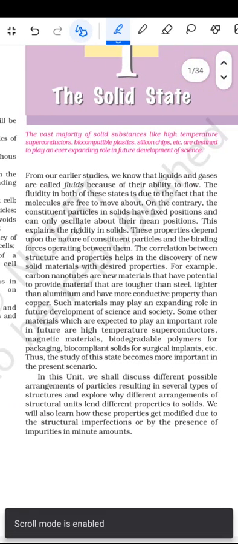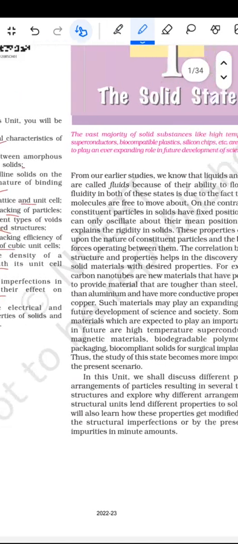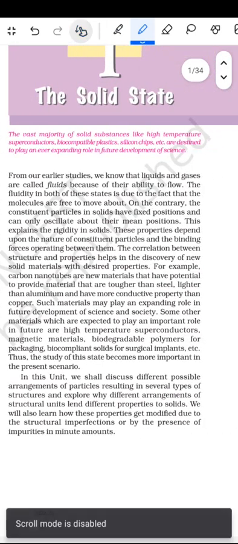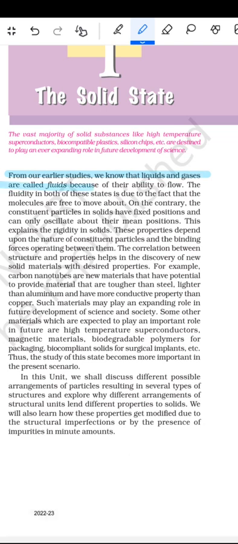तो एनसीईआरटी कह रहा है कि from our earlier studies we know that liquids and the gases are called fluids because of their ability to flow. The fluidity in both of these states is due to the fact that the molecules are free to move about. On the contrary, the constituent particles in the solids have fixed positions and can only oscillate about their mean position. This explains the rigidity in the solids.